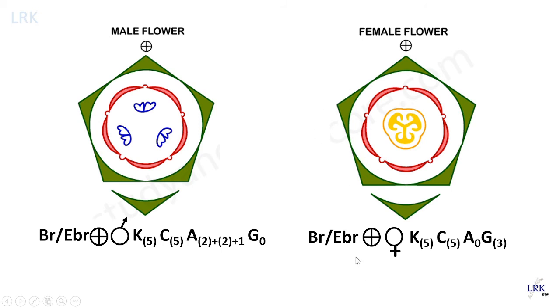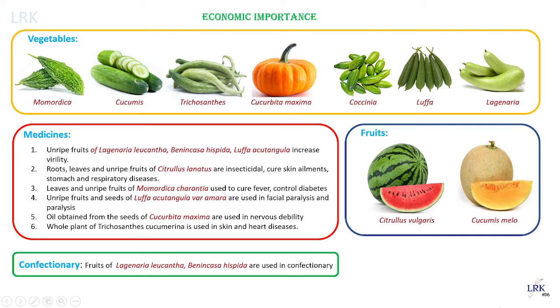Okay, the pictorial depiction of floral formula is known as floral diagram. So you can see here outermost calyx followed by corolla followed by gynoecium. No androecium is seen in this female flower. Here no gynoecium is seen in male flower. Now coming to the economic importance, most of the plants are vegetables. See, these are the examples of the vegetables belonging to this family: Momordica, Cucumis, Trichosanthus, Cucurbita maxima, Coccinea, Luffa, and Lagenaria. All of these are vegetables.